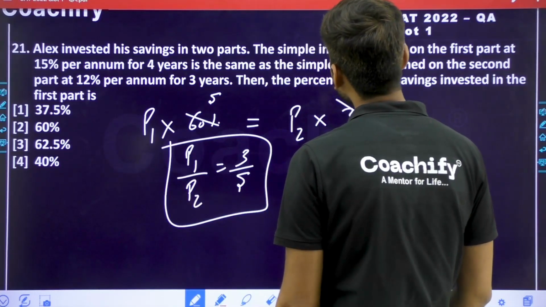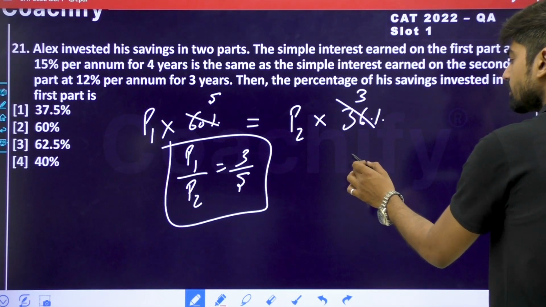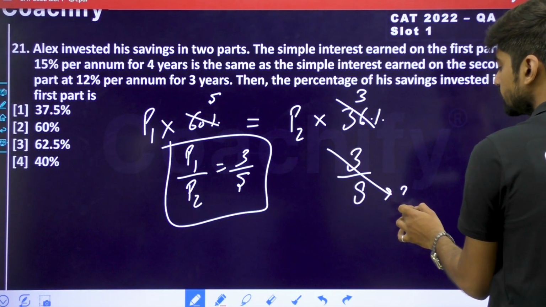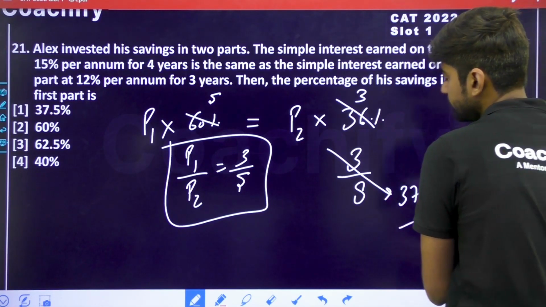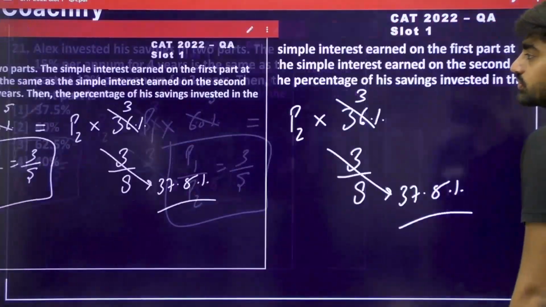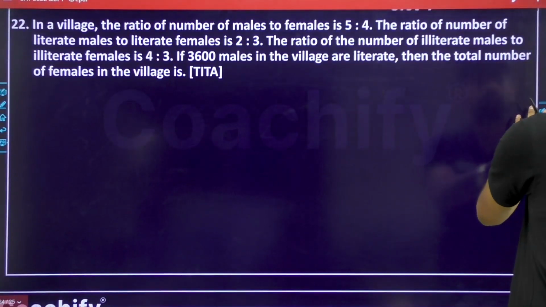What I have to find out is the percentage of his savings invested in the first part. So how can I do that? The value of P1 is 3, the total is 8. If we solve this, it is nothing but 37.5%. The correct answer is the first option. Let's proceed to the last question, which is this.